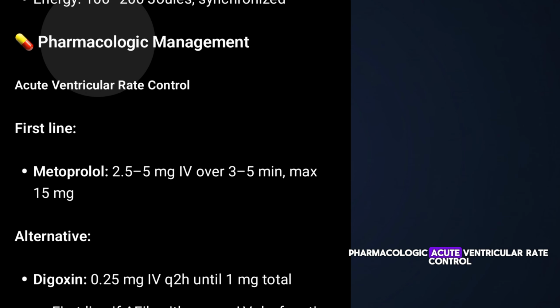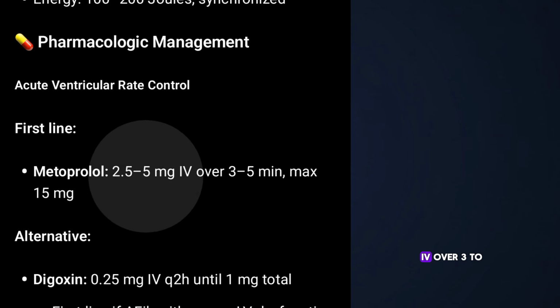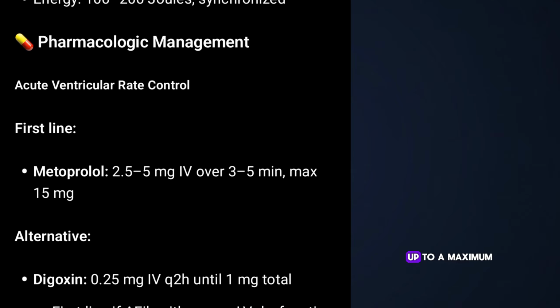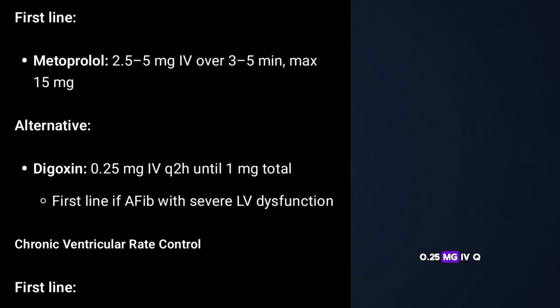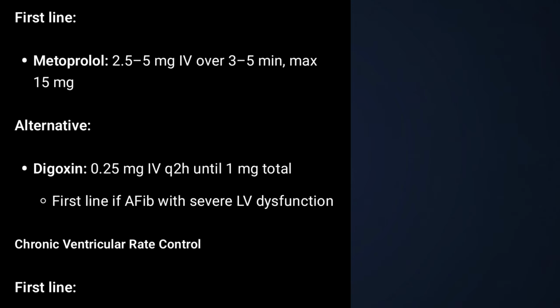Pharmacologic. Acute ventricular rate control, first line, metoprolol, 2.5 to 5 milligrams IV over 3 to 5 minutes, up to a maximum total dose of 15 milligrams over 10 to 15 minutes. Alternative. Digoxin, 0.25 milligrams IV every 2 hours until 1 milligram total. Note. Digoxin is the first line if AFib is associated with severe left ventricular LV dysfunction.